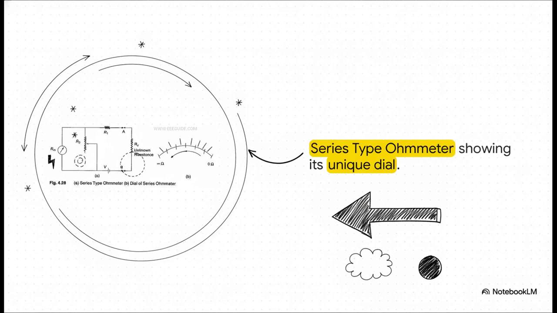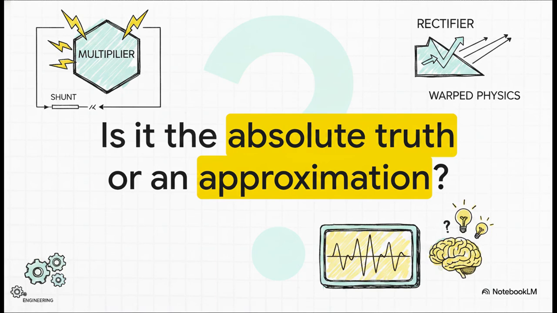But what's really amazing about this specific instrument is that its unique dial reads completely backwards. Think about it. Maximum current means there's zero resistance, right? So zero is way over on the far right of the dial. And absolutely no current means infinite resistance, so infinity sits all the way on the far left. It's totally flipped.